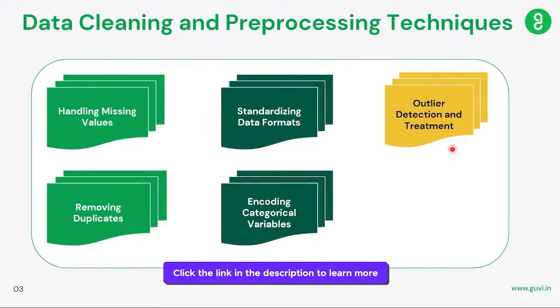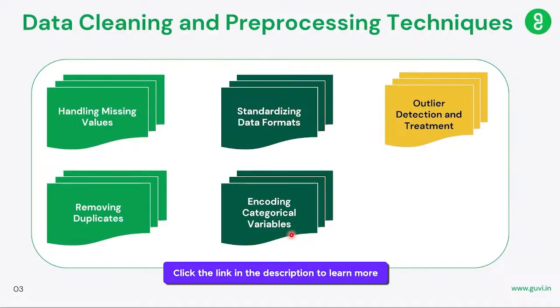Data cleaning and pre-processing techniques. Data cleaning and pre-processing are essential steps in the data preparation phase of the data science and analytics process. These techniques involve identifying and handling errors, inconsistencies, and missing values in data to ensure its quality and integrity for analysis. Let's explore some common data cleaning and pre-processing techniques. I've given 5 different methods: handling missing values, standardizing data formats, outlier detection and treatment, removing duplicates, encoding categorical variables.